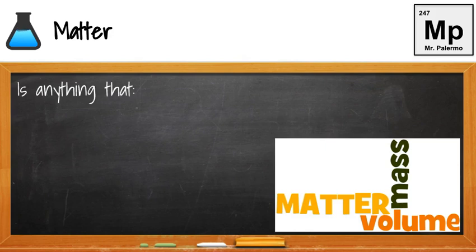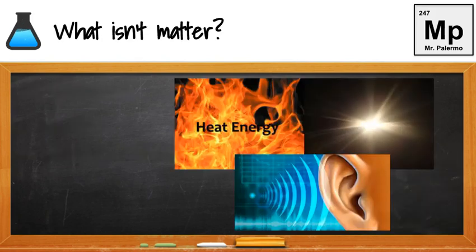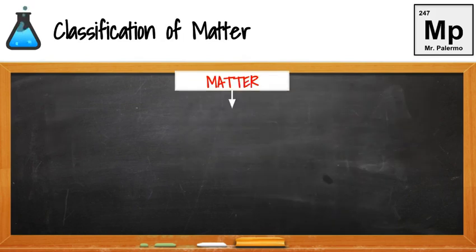Recall that matter is anything that has mass and takes up space, which we call volume. And we can classify matter. So first, what isn't matter? Things that do not have mass and take up space, like light, heat, and sound. Once we classify something as being matter, we can further subclassify that.